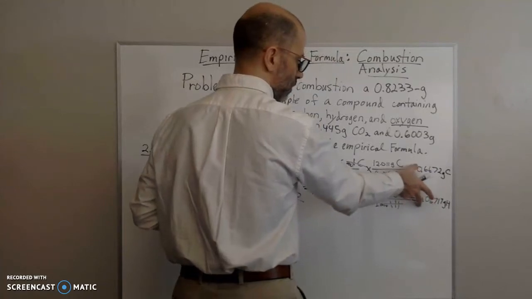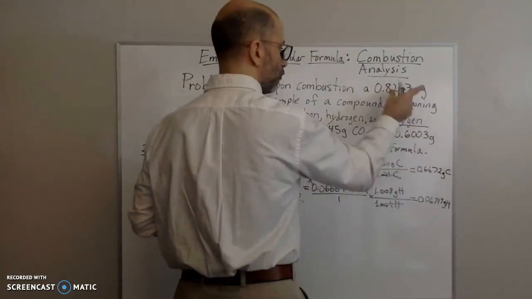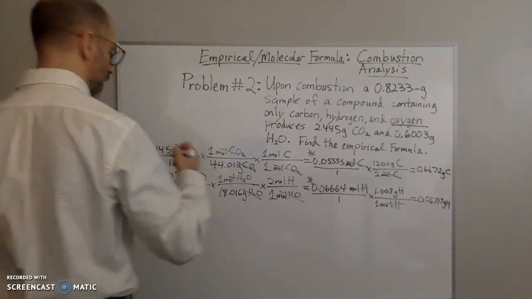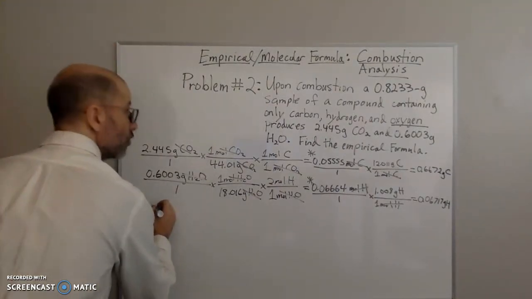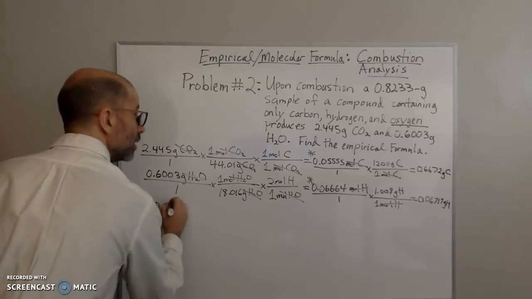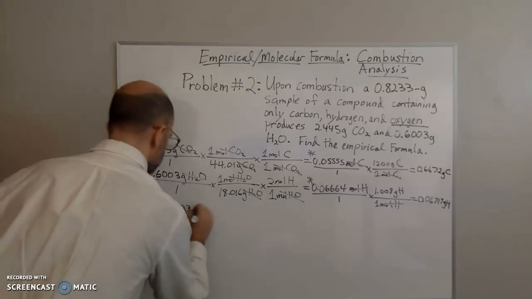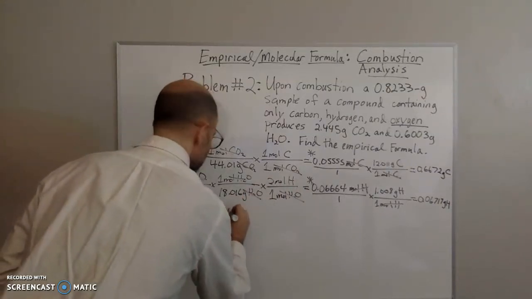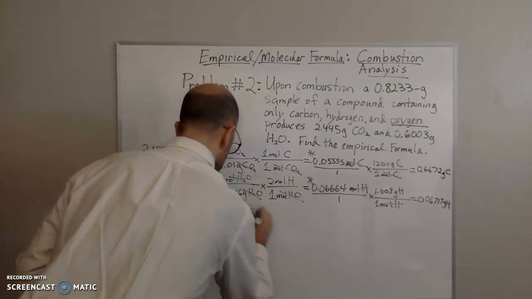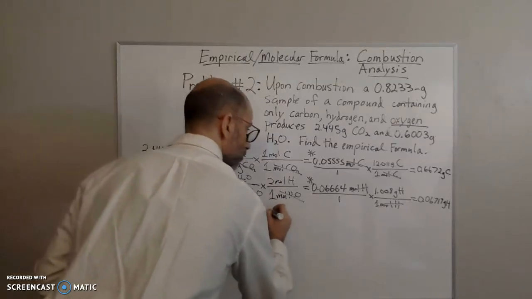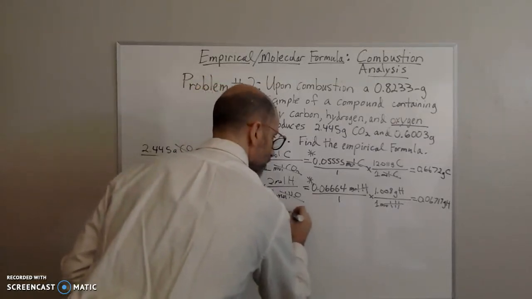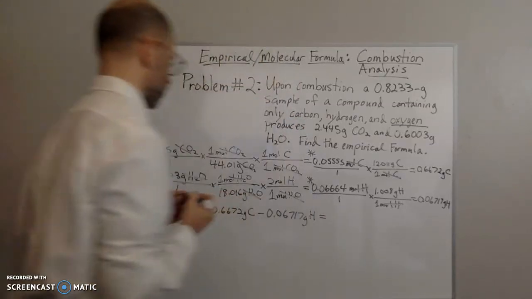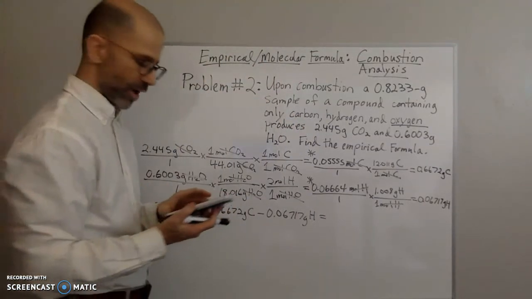So now we have the gram amounts of carbon and hydrogen, so we can subtract those amounts because these originally came from our sample. We subtract them from the original amount of our sample, and what's left over is going to be oxygen. So 0.8233 grams minus 0.6672 grams of the carbon minus 0.06717 grams of the hydrogen will give us the gram amount of oxygen.